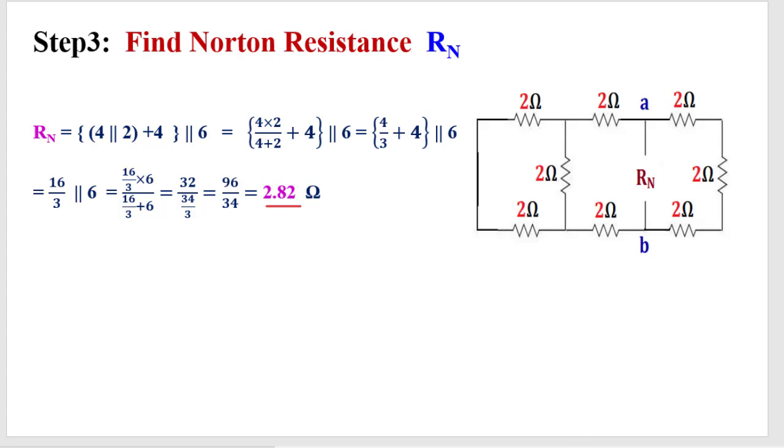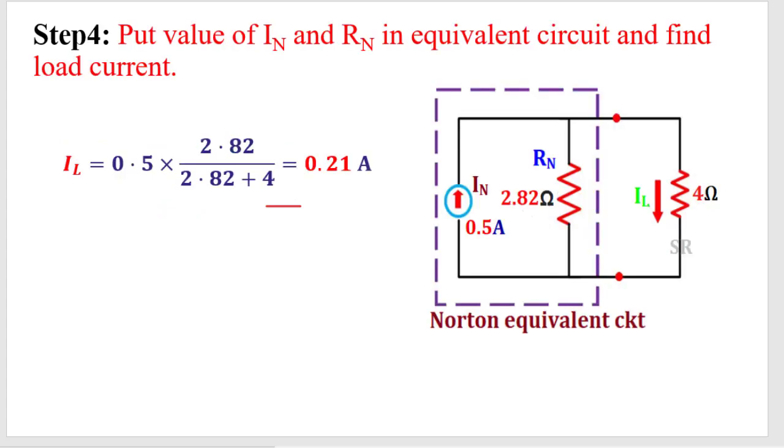Now putting these two values into the equivalent circuit. So In is 0.5 and Rn is 2.82. Ultimately our target is to find out the current through this 4 ohm resistance, which is the load current. So this current will be equal to the other side resistance divided by the summation of this and this, multiplied by the main current. So ultimately we got the load current 0.21 ampere.